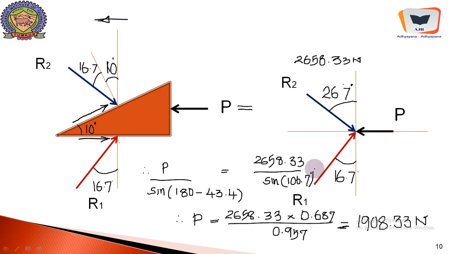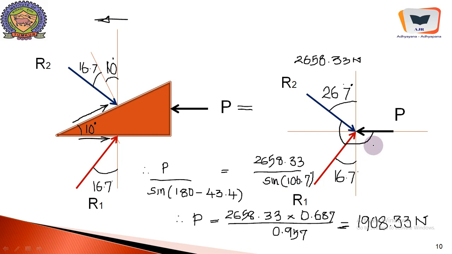So P over the sine of the angle is this. As far as P is concerned, we need to consider this angle. This angle happens to be 180 minus 26.7 minus 16.7. So 26.7 and 16.7 happens to be 43.4. As far as R2 is concerned, this is the angle. Therefore R2 is 2658.33 divided by sine 106.7.